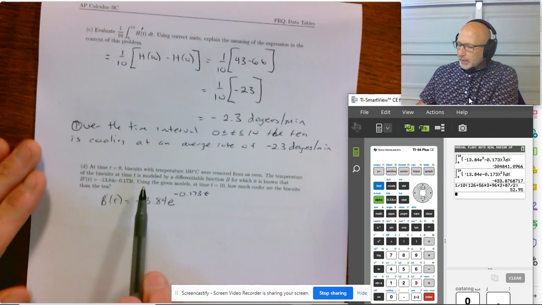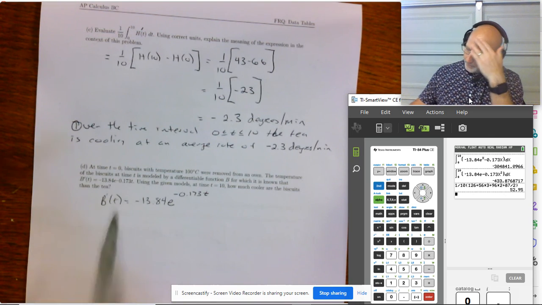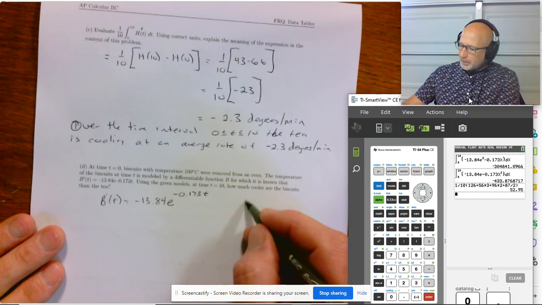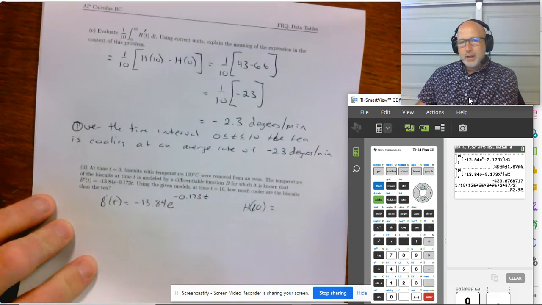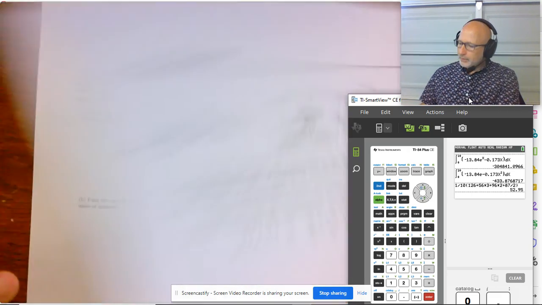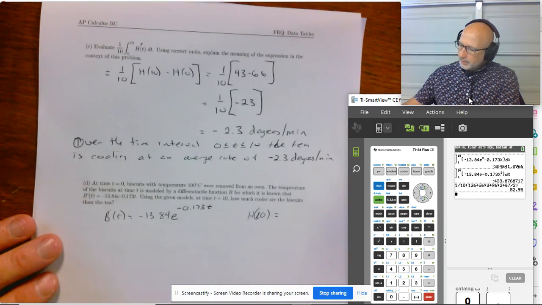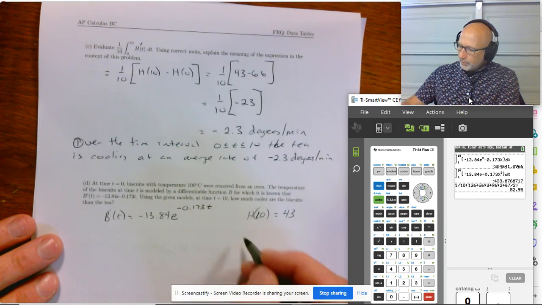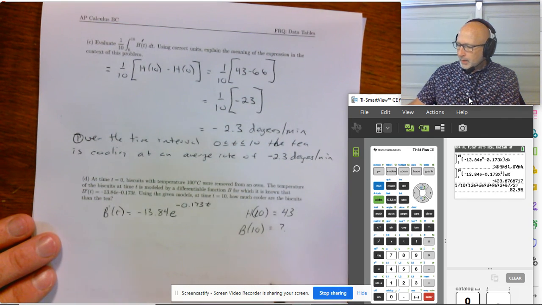Okay. Using the given models at time t equal to 10, how much cooler are the biscuits than the tea? So what do I know? I know h of 10, I apologize, because that's one of the things I want to know. That's the temperature of the tea at time t equal to 10, which is 43 degrees. What I want to know is what b of 10 is, and I want to compare b of 10 to h of 10.